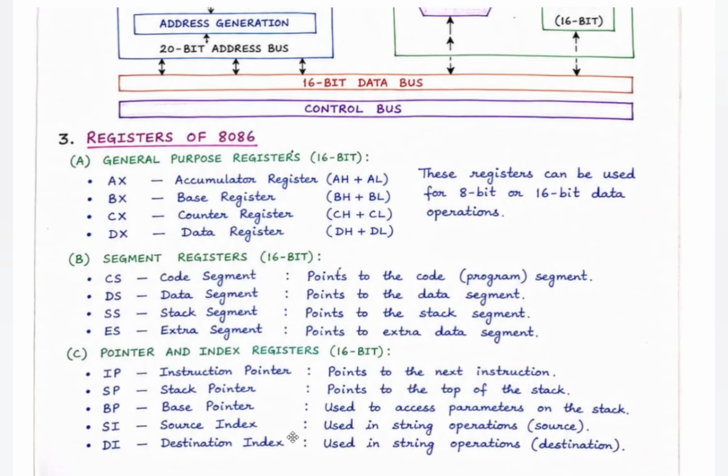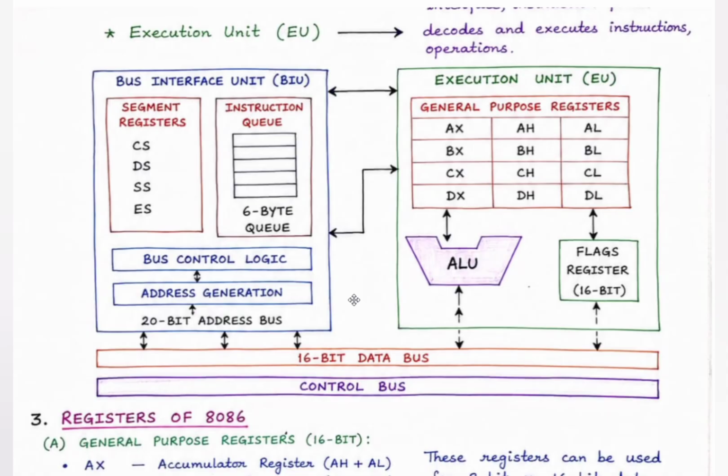And next, source index. Source index is used for string operations, with sources. And destination index works the same way, used for string operations with the destinations. Okay, these are the types and architecture of 8086. This is the complete architecture of the 8086 microprocessor.